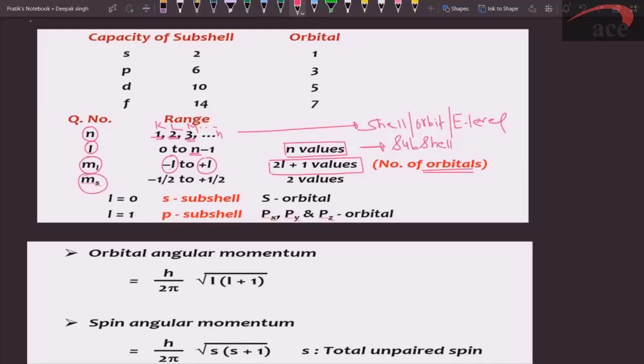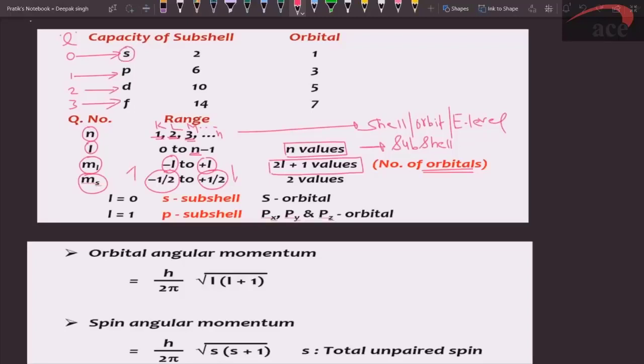Now this is the spin quantum number. There are only 2 values given for the spin quantum number, that is minus half and plus half. Minus half is for the spin of the electron, that is up spin, and plus half is for down spin. Now if the L value is 0, 1, 2, 3: if the azimuthal quantum number is 0, that subshell is S; 1, that subshell is P; 2, that subshell is D; and 3, that subshell is F.